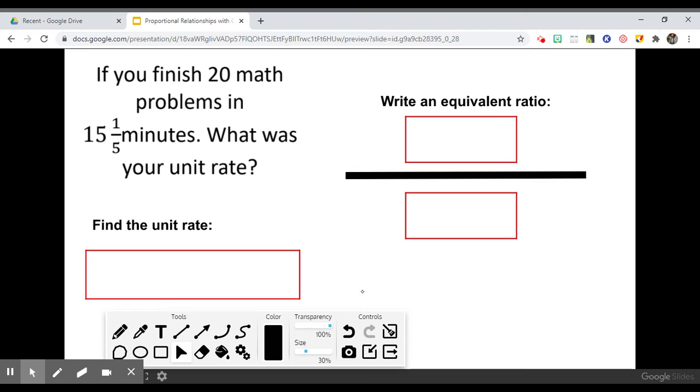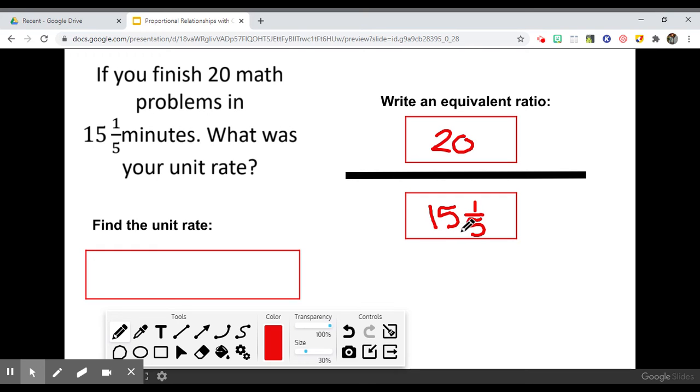Okay, on this one, if you finish 20 math problems in 15 and 1/5 minutes, what was your unit rate? So we're going to create a fraction. 20 math problems in 15 and 1/5 minutes. Here we have definitely a complex fraction going on. We have a mixed number here on the bottom that I need to change into an improper fraction.